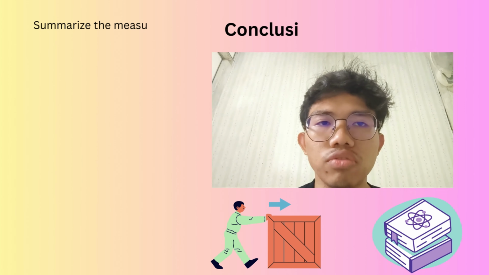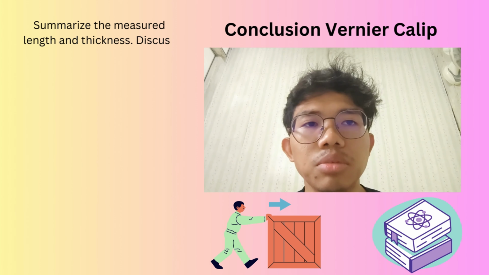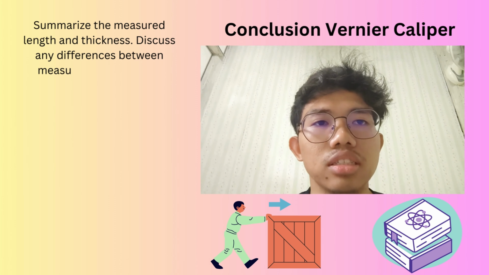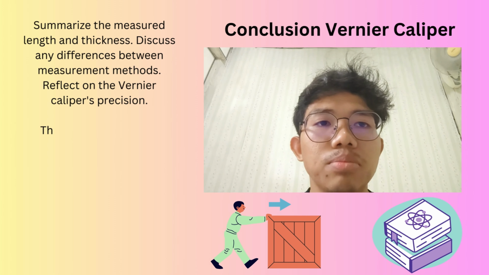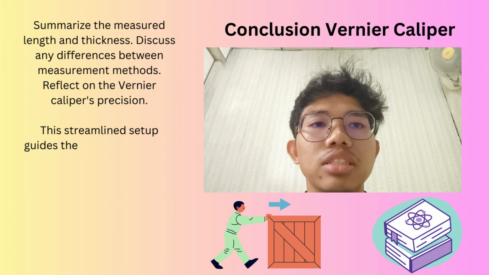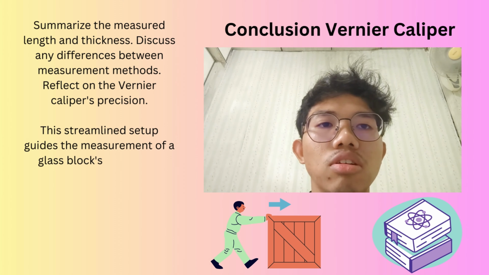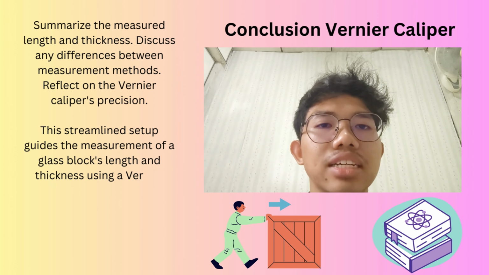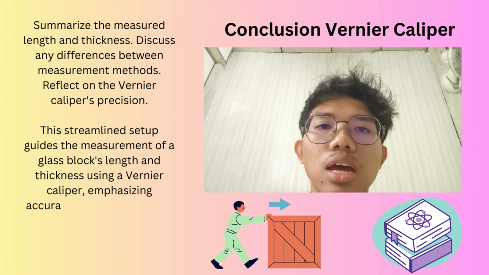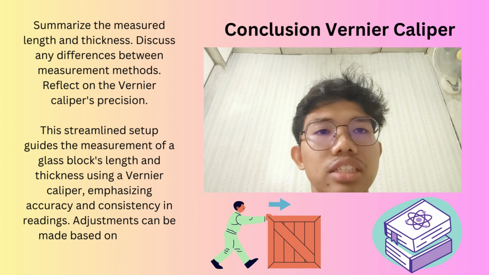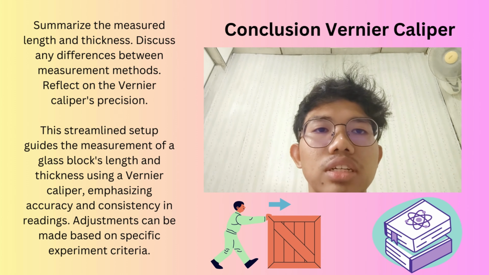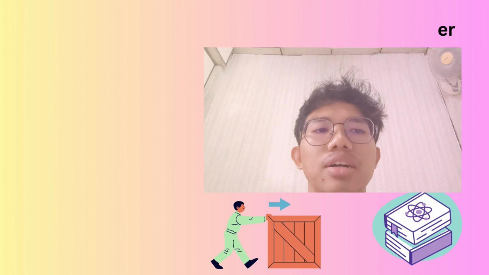And the conclusion for the vernier caliper is: summarize the measured length and thickness, discuss any difference between measurement methods, reflect on the vernier caliper's precision. This streamlined setup guides the measurement of a glass block's length and thickness using a vernier caliper, emphasizing accuracy and consistency in readings. Adjustment can be made based on specific experiment criteria.